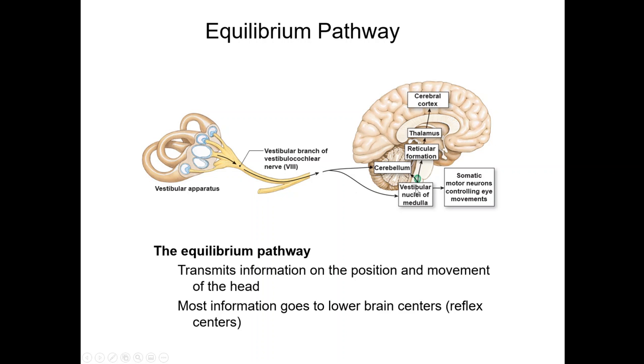Okay, and so it makes sense that most of the information travels to the lower brain centers, the medulla, and also some to the cerebellum. Remember, the cerebellum is involved in equilibrium, in maintaining the equilibrium. We actually talked about this.